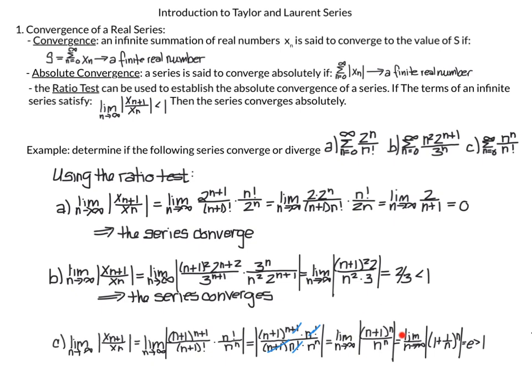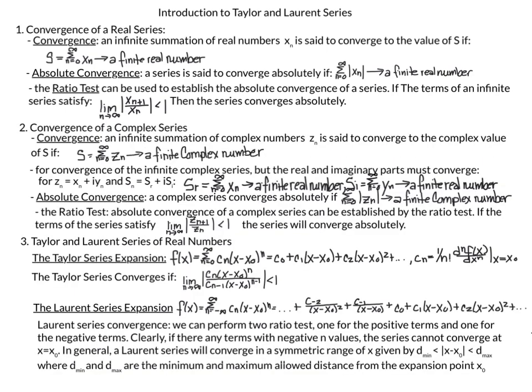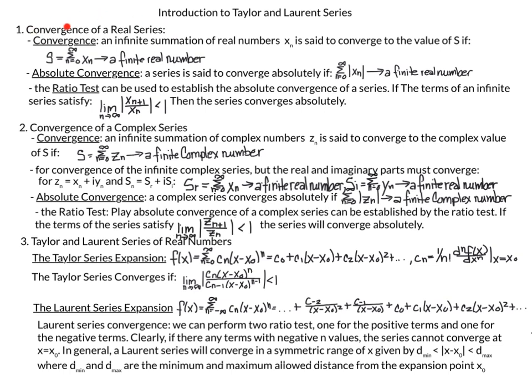I can work with this now because they're both on the same exponent. So that's equal to 1 plus 1 over n, raised to the n, and that's equal to e. If you don't know that, you can still see that this is going to be something greater than 1, which means this is our example of a series that diverges. So that's convergence of a real series.